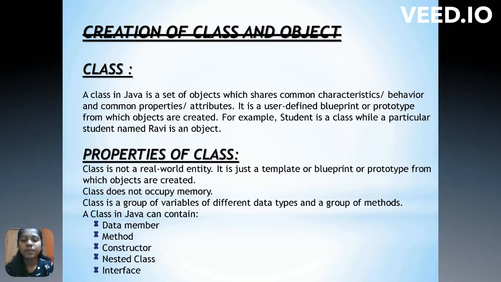So here, what are the properties of the class? The class is not a real world entity, it is just a template or blueprint or prototype from which objects are created. A class does not occupy any memory. Then, a class is a group of variables of different data types and a group of methods. And a class in Java can contain a data member, method, constructor, nested class, and interface.